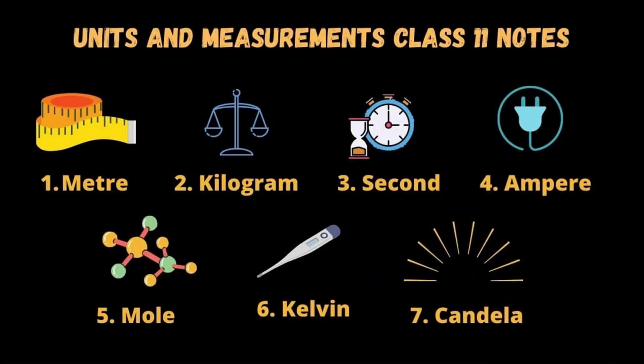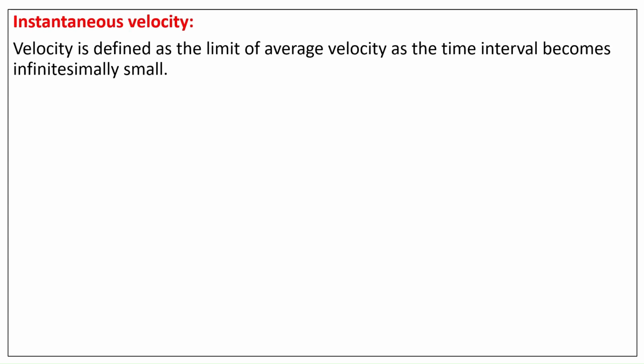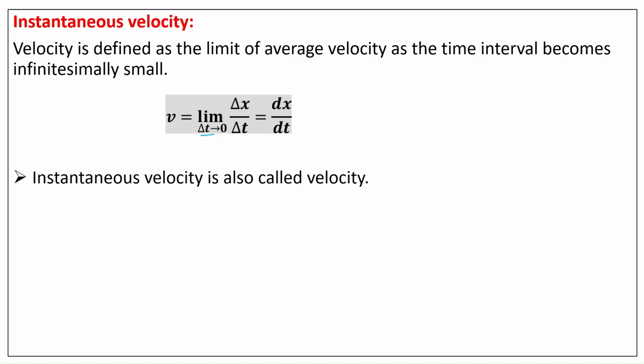Let's start. Instantaneous velocity. Velocity is defined as the limit of average velocity as the time interval becomes infinitesimally small. That is, v is equal to limit delta t tends to 0, delta x by delta t is equal to dx by dt. Instantaneous velocity is also called velocity.